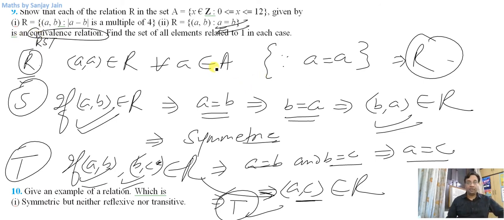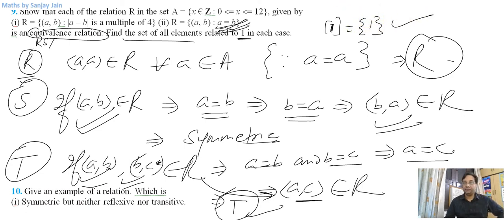Okay. Now, I need to find the set of elements related to 1. So, what is the set of elements related to 1 as per this relation? A is equal to B. So, 1 is equal to 1. That's it. 1 is equal to itself. I hope this question is clear.